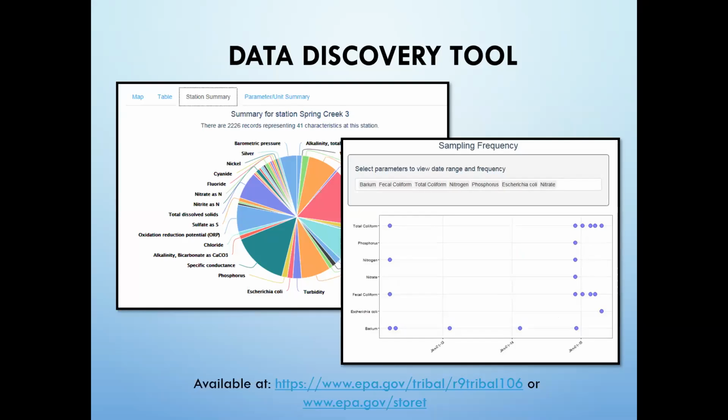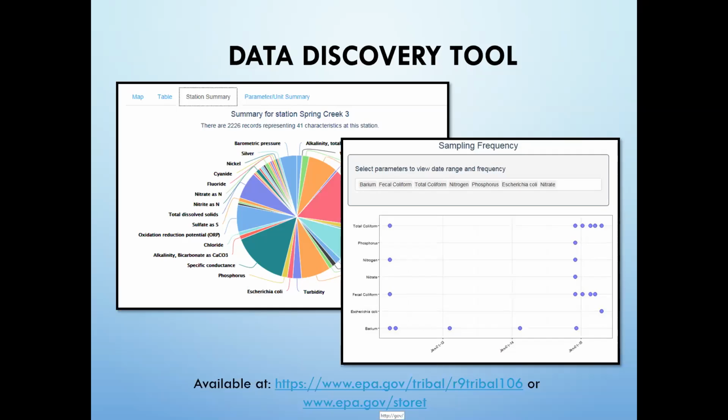And another feature of the tool is graphing the frequency of the parameters you monitor. So here you can see how frequently they've been monitoring fecal coliform, phosphorus, nitrogen, etc., at different times and what times of year. And that is that for the tools.